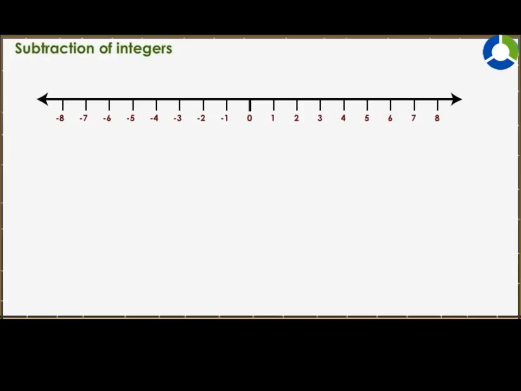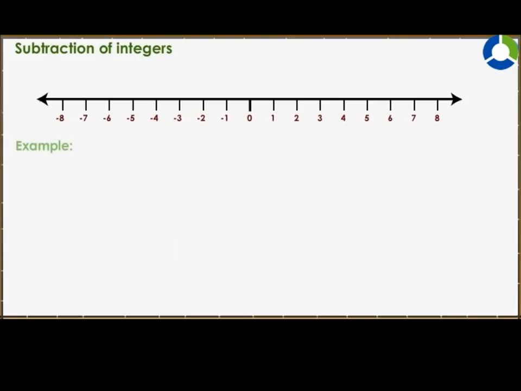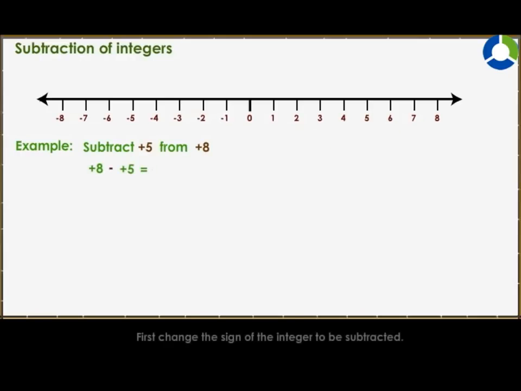Subtraction of integers. To subtract two integers, change the sign of the integer to be subtracted and then add. Example, subtract positive 5 from positive 8. To subtract positive 8 minus positive 5, first change the sign of the integer to be subtracted. That is, positive 5 changes to negative 5. Then add positive 8 and negative 5. We get positive 3.